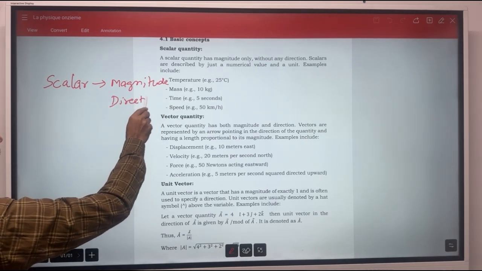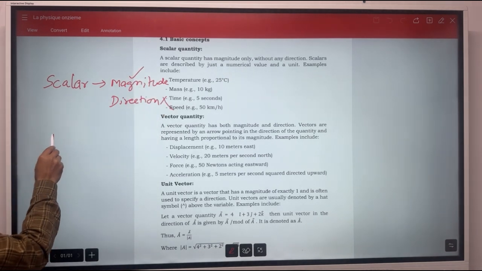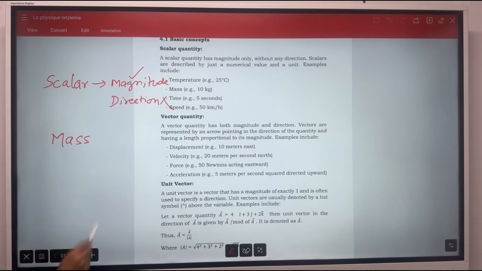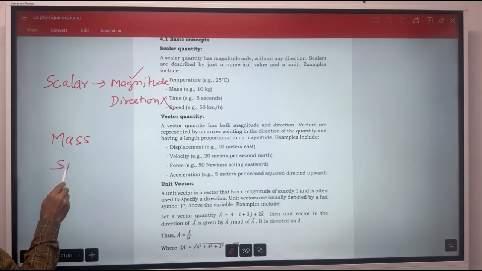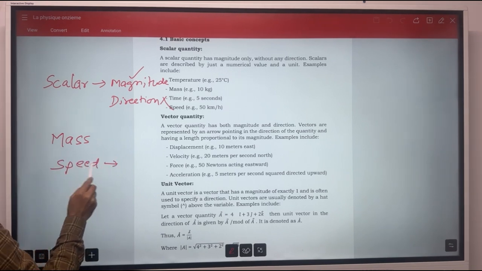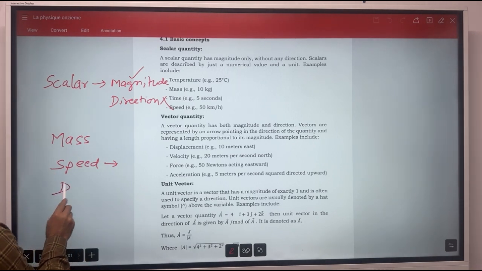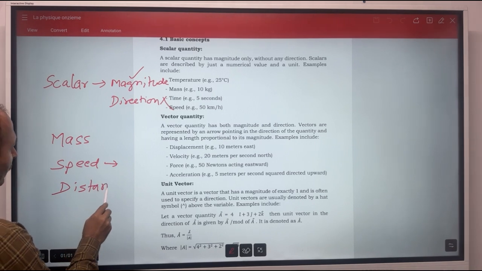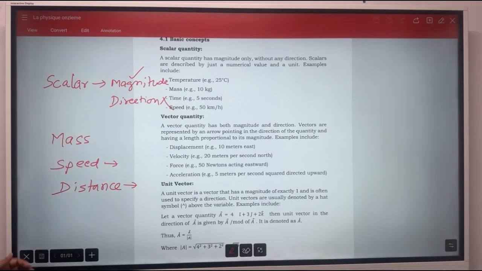Direction, no. Magnitude, yes. For example, when we talk about mass, it has magnitude but its direction is not certain, it has no direction. Another example, speed: it has magnitude but no direction. Distance, it has magnitude but no direction. So such quantities are called scalar quantities.